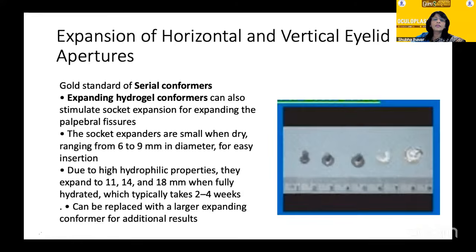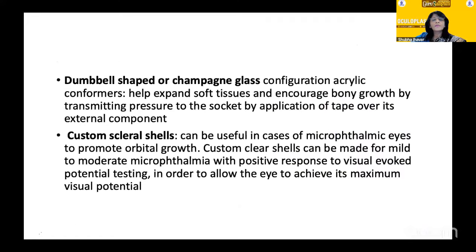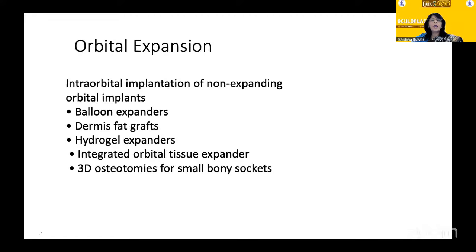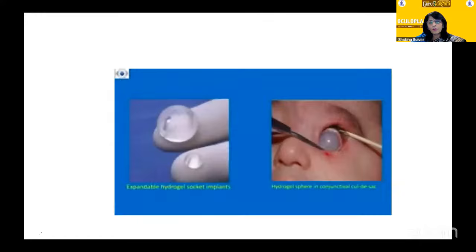For expansion of the eyelid apertures, you use serial conformers. Expanding hydrogel conformers can be used; these can be fully hydrated, they expand, and can be replaced with larger expanding conformers. Dumbbell-shaped, champagne glass, or custom scleral shells are available. For orbital expansion, you have balloon expanders, dermis fat grafts, hydrogel expanders, and integrated orbital tissue expanders.